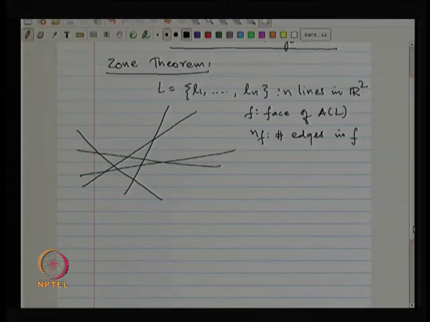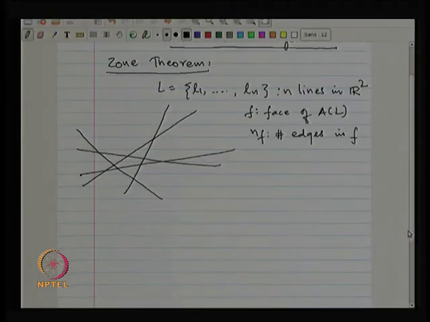Today I want to begin by finishing the proof of the zone theorem, and then we will discuss some of the applications of the zone theorem and arrangements. Let me just go over the notation once again. L is a set of n lines, and I will use A(L) to denote the arrangement, which is a planar subdivision induced by the set of lines.